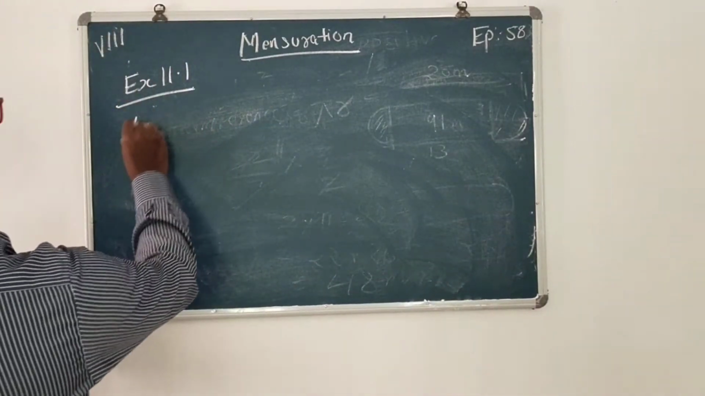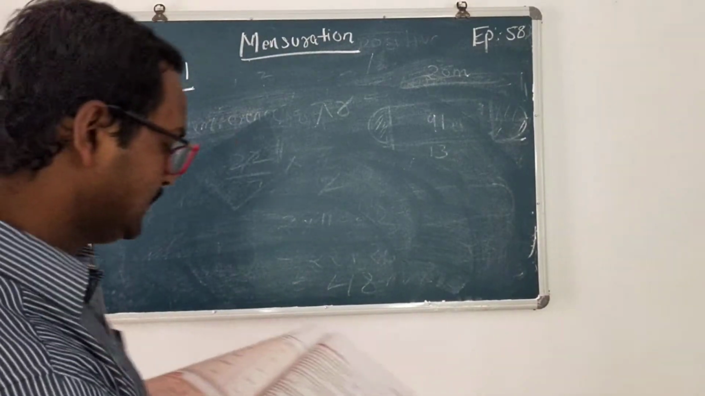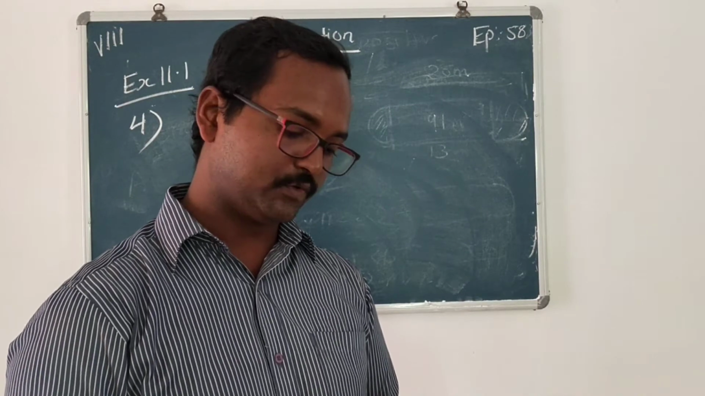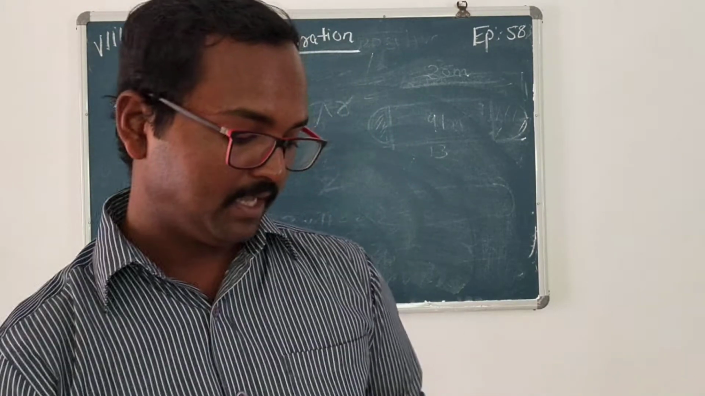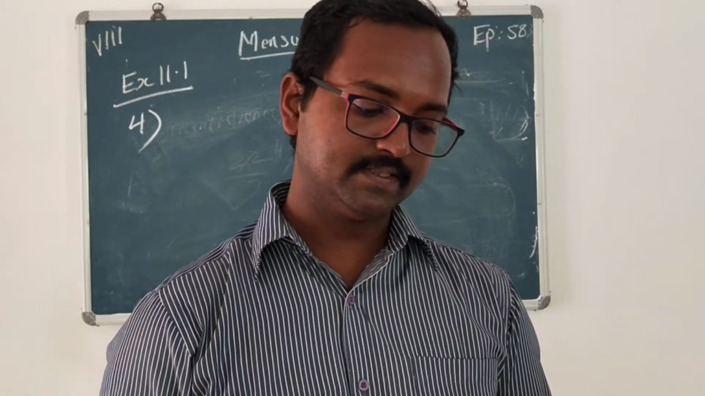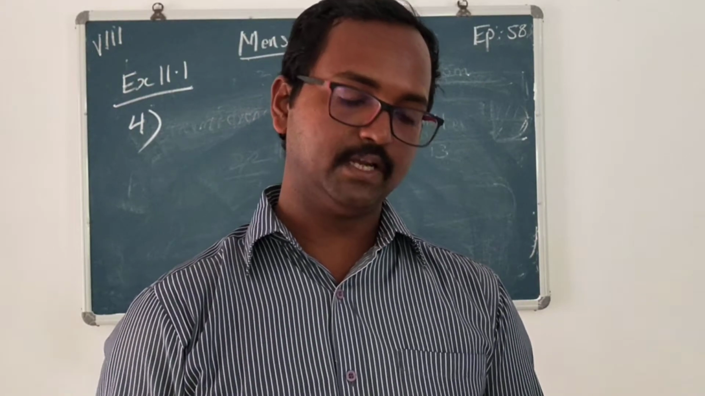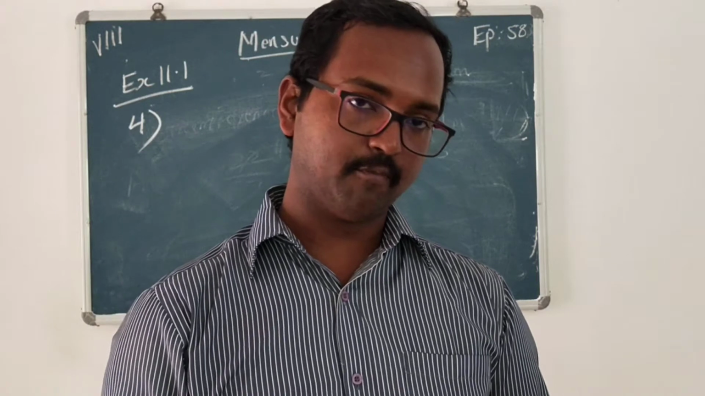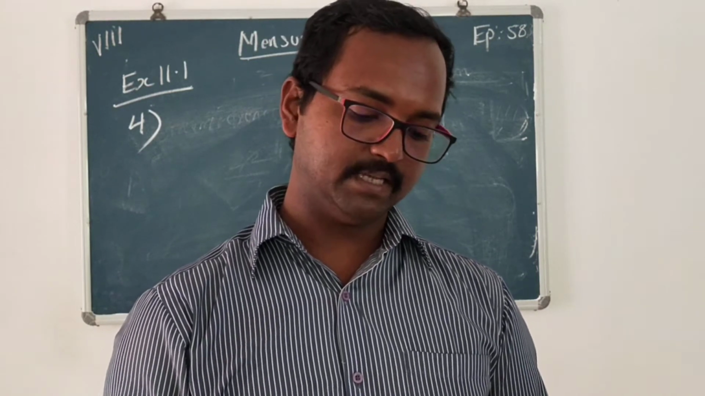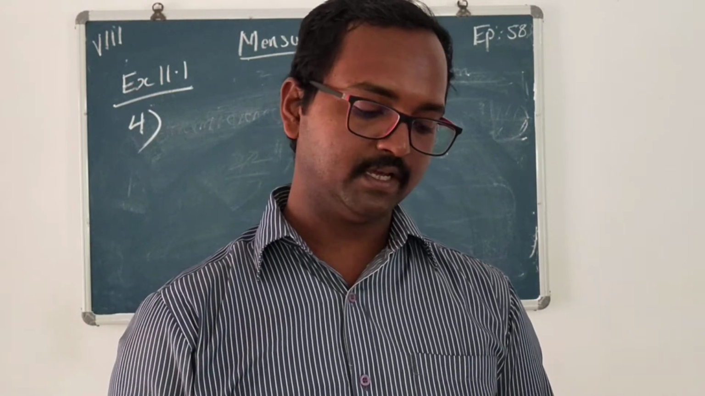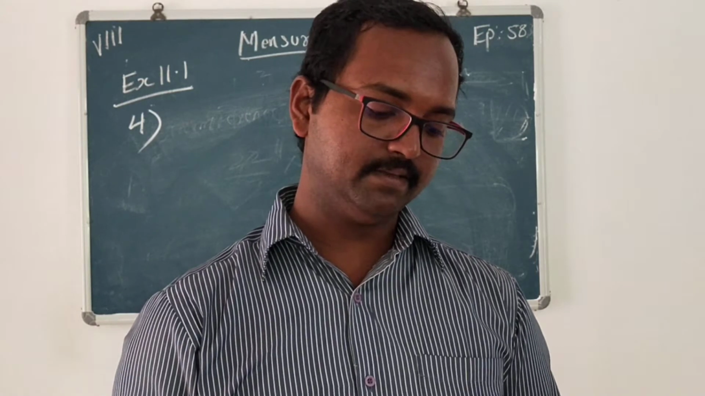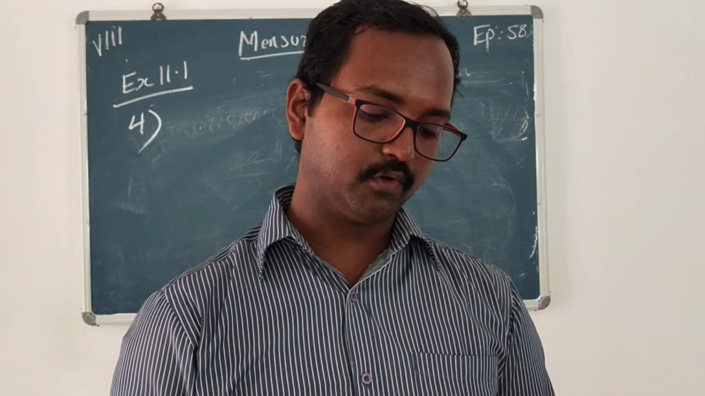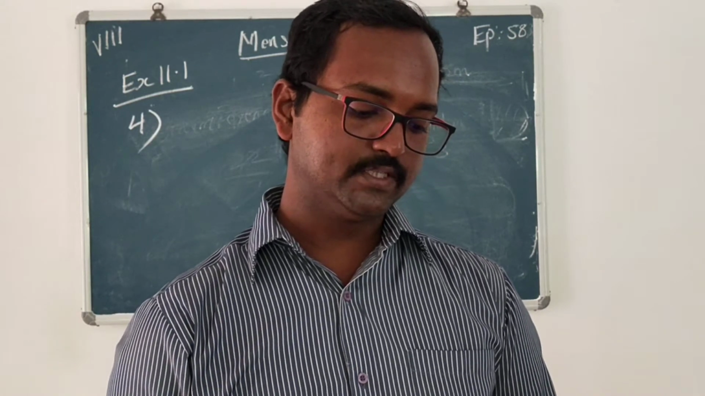So question number 4: a flooring tile has the shape of a parallelogram whose base is 24 centimeter and the corresponding height is 10 centimeter. So a flooring tile, we are talking about a tile in the shape of a parallelogram, whose base is 24 centimeter and whose corresponding height is 10 centimeter. How many such tiles are required to cover the floor of area 1080 meter square?